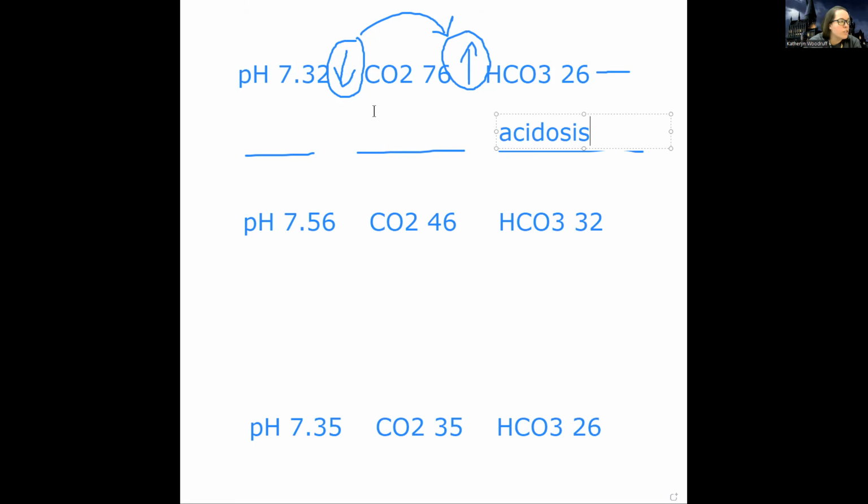These are going in opposite directions, so I have a respiratory problem. Most of the time, students can usually work out these first two parts, but then they get really stuck with the compensation. For compensation, remember how I said that with my kidneys, my lungs will come and help? Well, with my lungs, my kidneys can come and help.